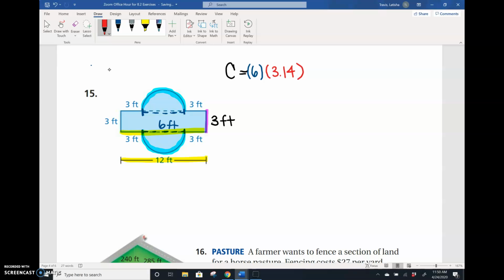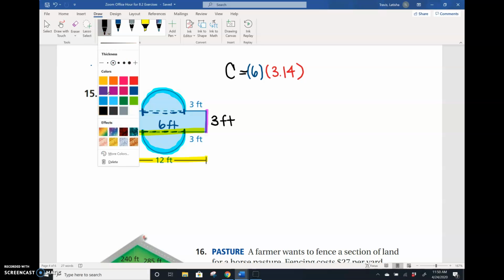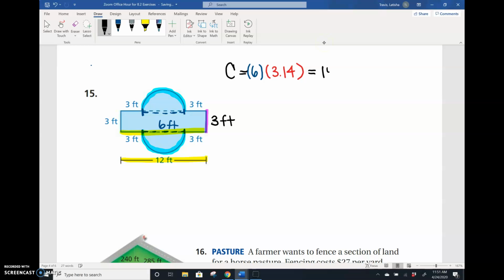So to find the circumference of the blue highlighted portion, which is the perimeter of the blue highlighted portion, we need to multiply 6 by 3.14. We end up with 18 and 84 hundredths feet. So collectively, both semicircles, both portions, are 18.84 feet. We don't need to divide this by 2 because we have 2 of them. So we have a full circle here, so we have the full circumference this time.